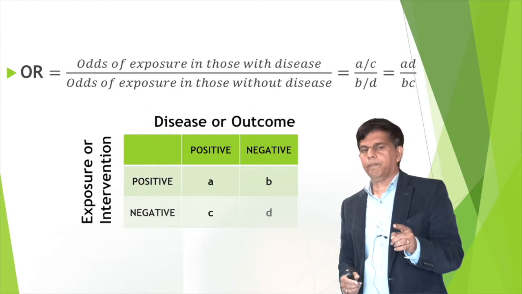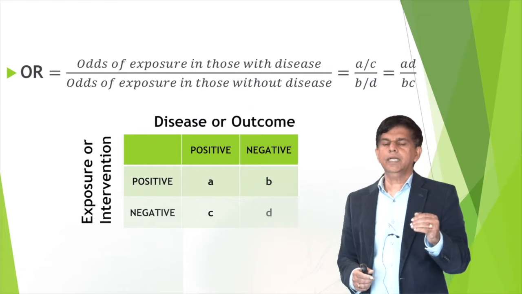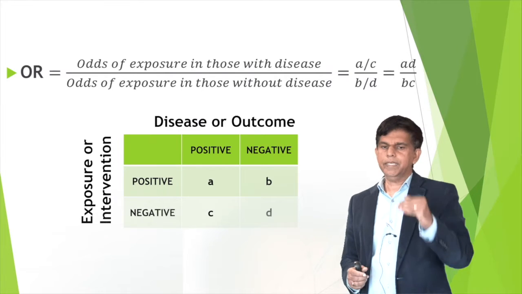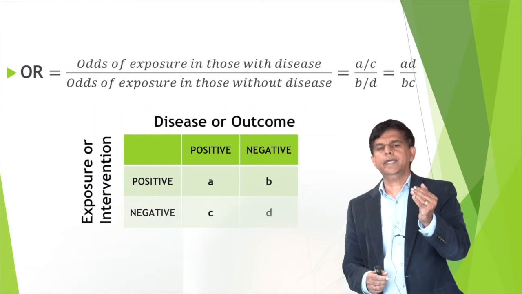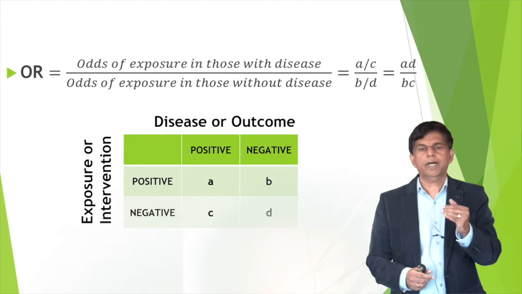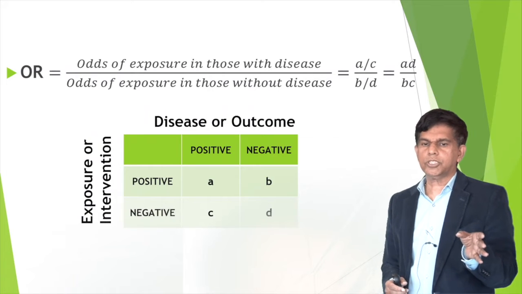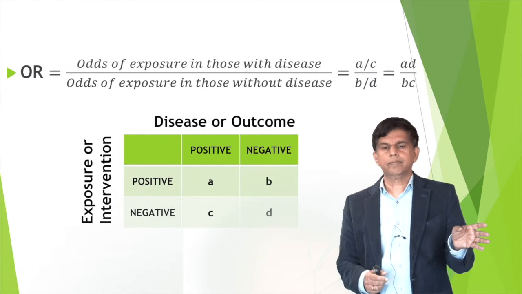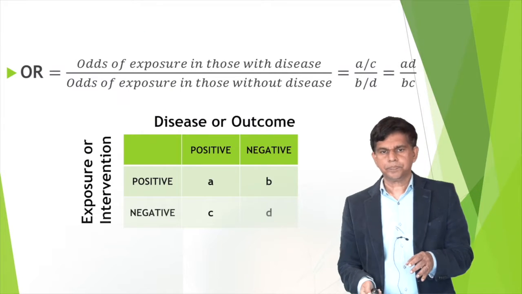Remember that. So if you do that, it's actually A divided by C divided by B divided by D. To convert that, you're going to say A times D divided by B times C. Always remember that. The formula is odds of exposure in those with the disease divided by odds of exposure in those without the disease.